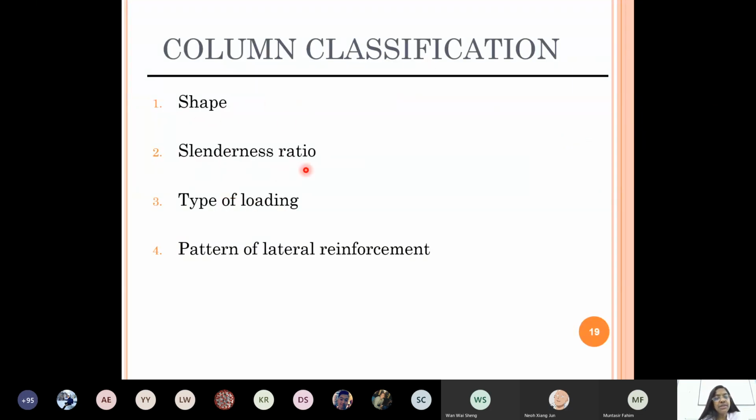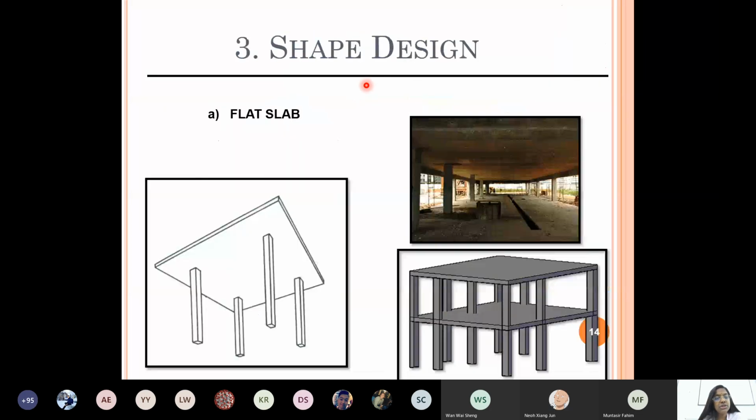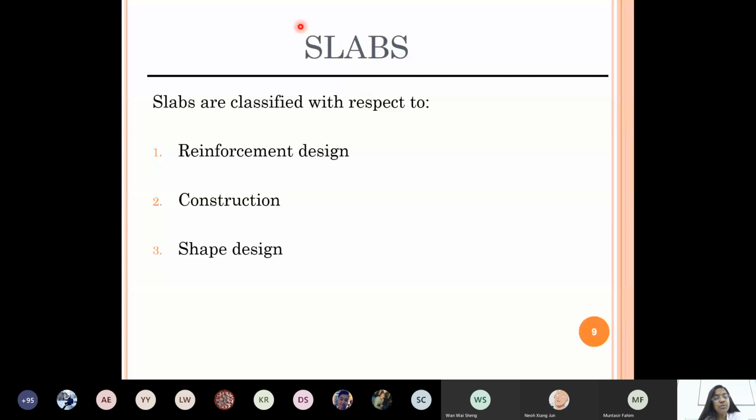Column classification: shape, slenderness ratio, type of loading, pattern of lateral reinforcement. Right, these are the criteria based on which you can classify. Slabs are also classified into 3 types, right? Remember those slab classifications: reinforcement design, construction, and shape design.